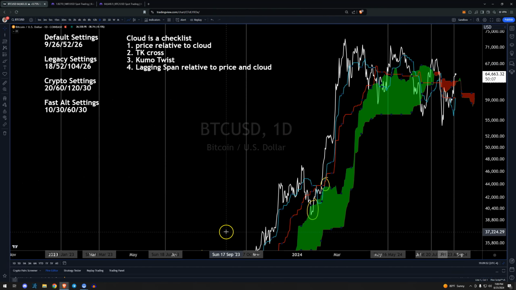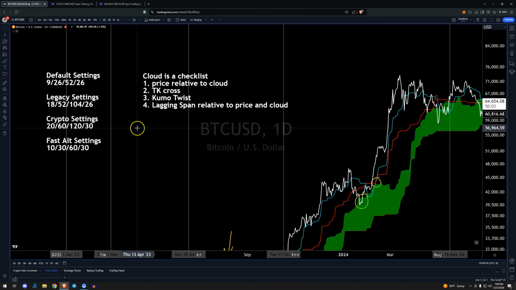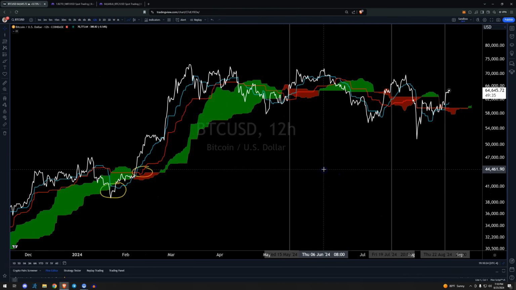Another thing I do with alts, like I said here, is you can use the daily. These settings all reference the daily. You can use the daily and just use 10-30, 60-30. That's basically default, slightly adjusted, because with alts, most of the time you do actually want slightly faster settings. Another way to trick the chart into seeing 10-30, 60-30 is going to the 12 hour on an alt. Depending on what you're trading, again, you need to play around with this.